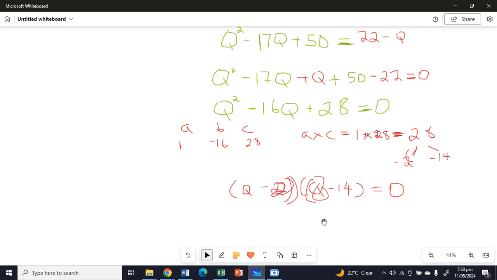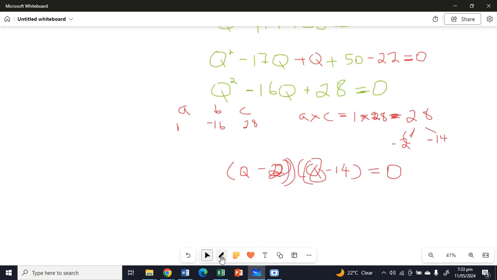And you'll find that q minus 2 equals 0 gives you positive 2. q minus 14 equal to 0 gives you 14.